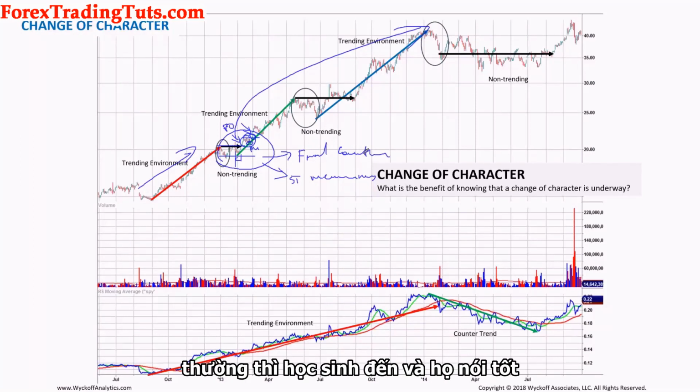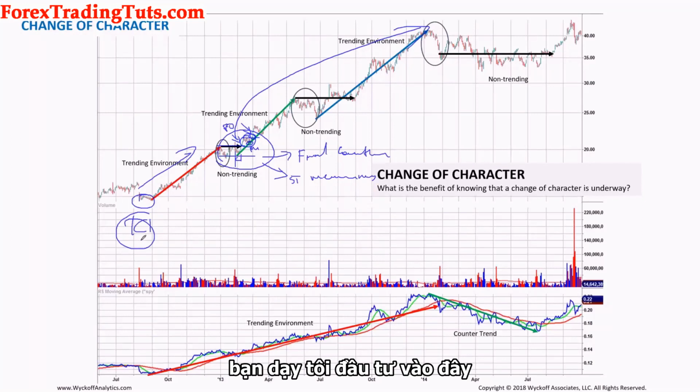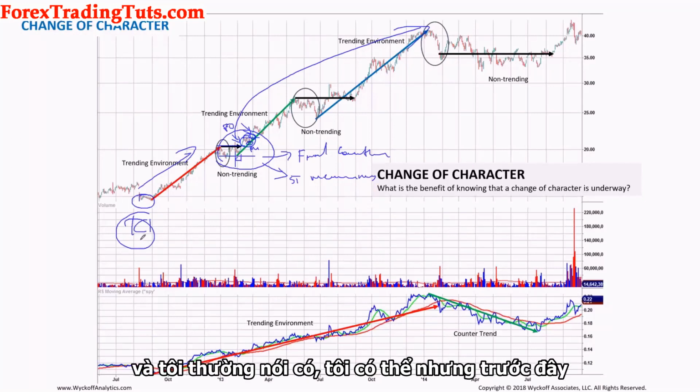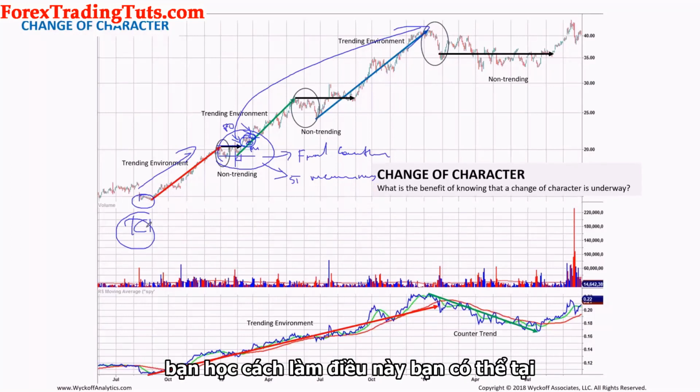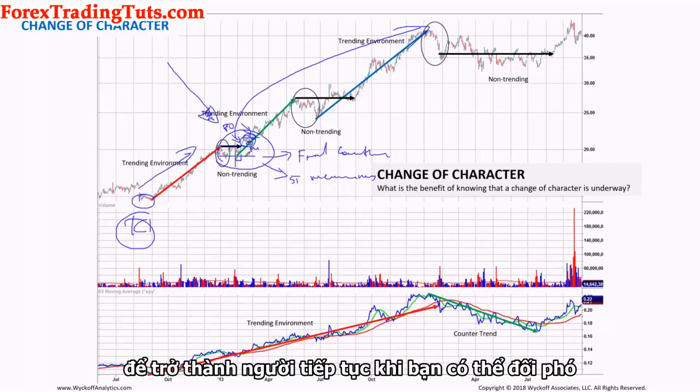Well, because usually students come and they say, well, I want to invest here in phase C. Could you teach me to invest here? And I usually say, yes, I can. But before you learn how to do this, can you please start identifying these spots to me? Where you have a very high level of confidence that there's going to be a continuation.